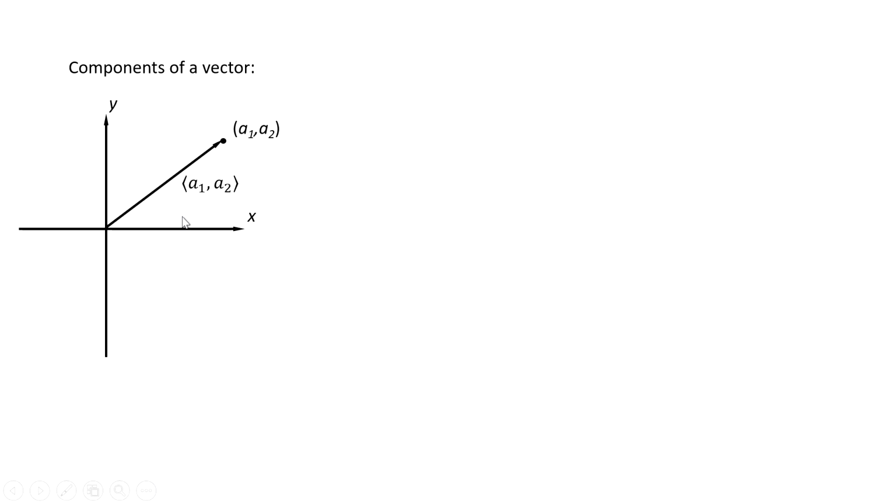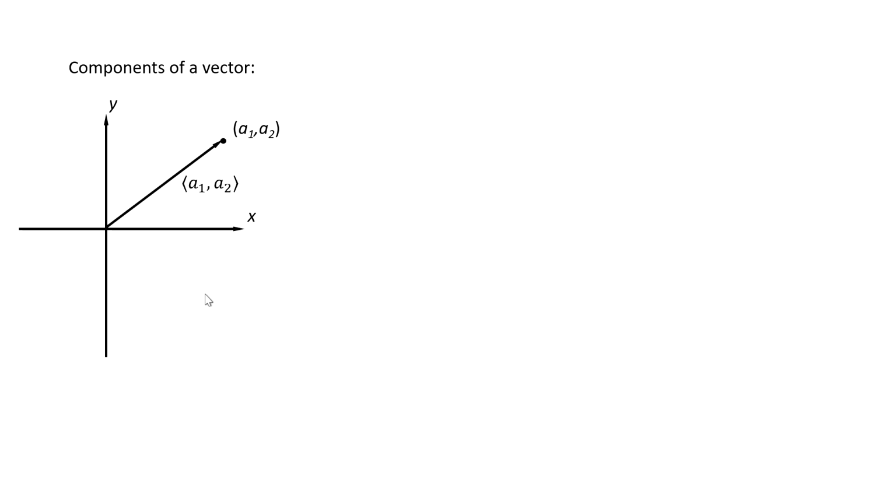Okay, now notice how the components are written. The a1 and a2 are called the components of this vector. We put this in angled brackets. Enclosed in angled brackets, a1 and a2 indicate that the x component of this vector is a1 and the y component is a2. Cool? So that's another way we'll represent a vector using the components.